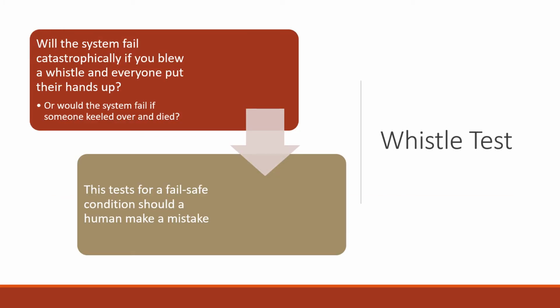Next is the whistle test. Will the system fail catastrophically, i.e. will the load fall if you blow a whistle, and that means everyone has to put their hands up in the air, put their hands on their head or something like that? Or would the system fail if any one person keeled over and died? Usually the guy running the system, the descent control device or something to that effect. If he keeled over and died, would the system fail?